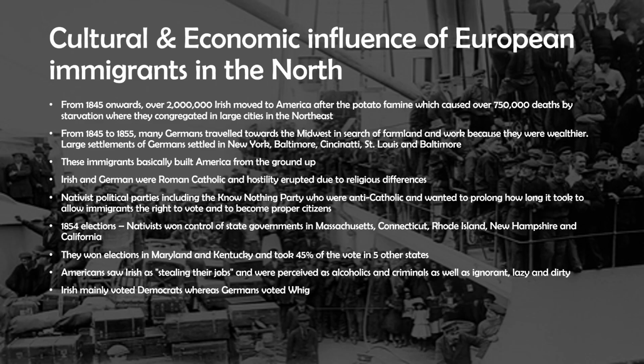Between different nationalities and ethnicities, hostility erupted. Nativist political parties, who were anti-Catholic and wanted to deny immigrants the right to vote, arose, known as the Know Nothing Party. They won control of state governments in Massachusetts, Connecticut, Rhode Island, New Hampshire, and California. They also won elections in Maryland and Kentucky, and took 45% of the vote in 5 of the states. To be fair, that is pretty good considering they were very unpopular and weren't even one of the main 2 previously. Pretty good if you ask me.